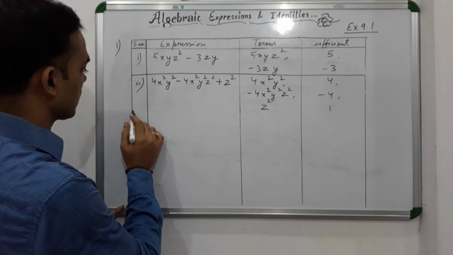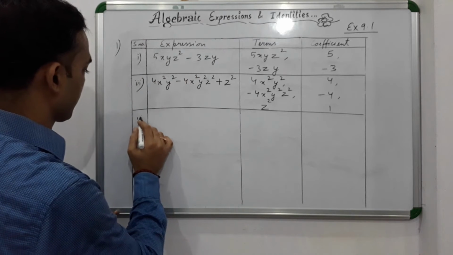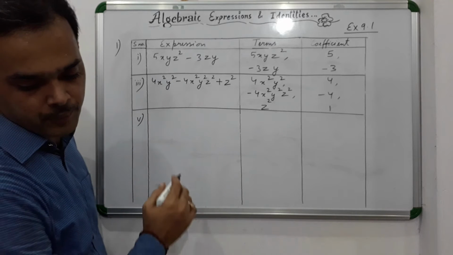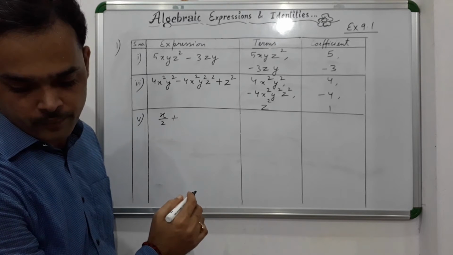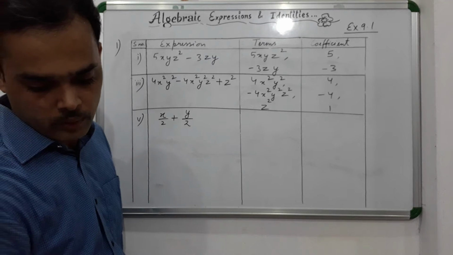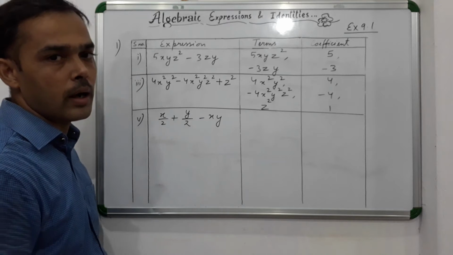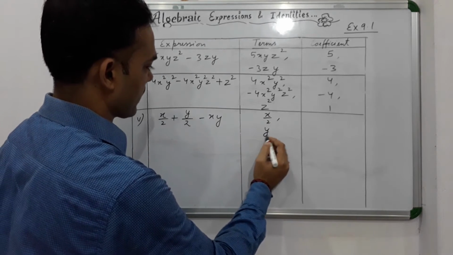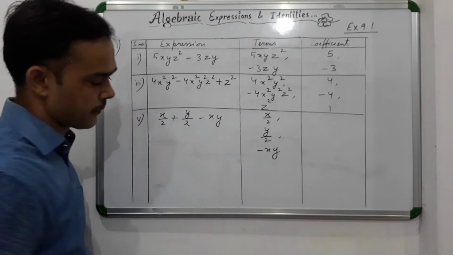Now after the third part, let us do the fifth part. In the fifth part, the question is x by 2 plus y by 2 minus xy. So here also are three terms. One is x by 2, the other one is y by 2, and the third one is minus xy.